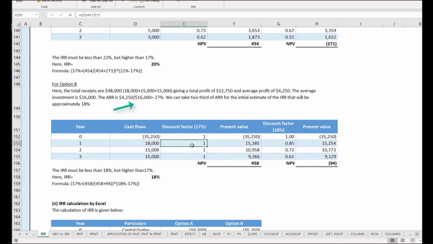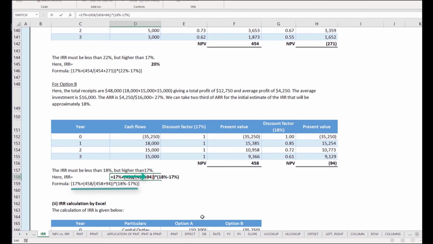We can take 2/3 of the ARR for an initial estimate of the IRR, and that will be approximately 18%. When we use the 18% as the discount factor in our NPV formula, we get $458 for 17% and negative 94 for 18%. If we were to plug that into the same formula like we did before, we can find that the IRR is 18%.